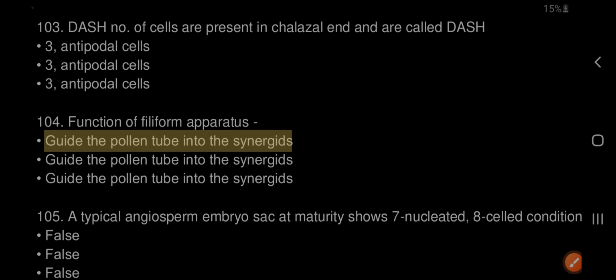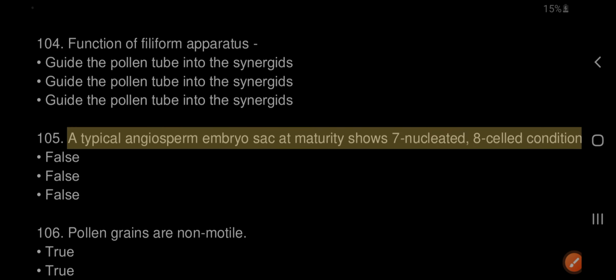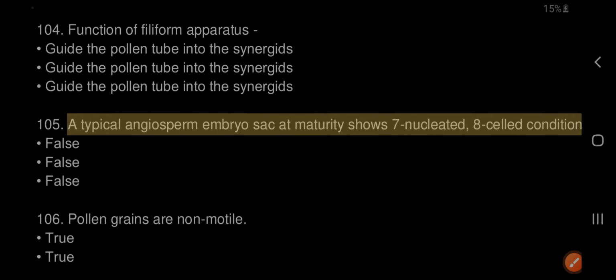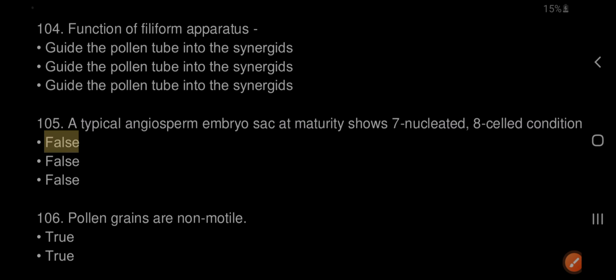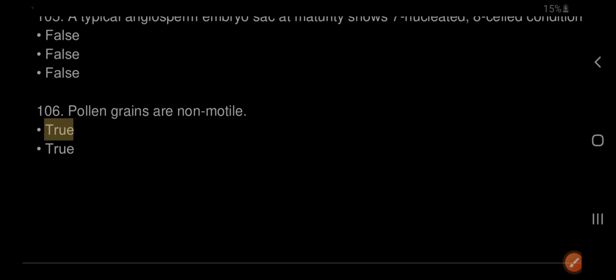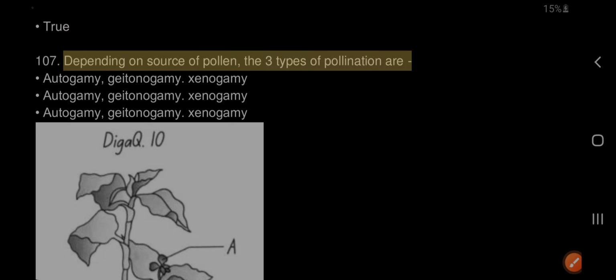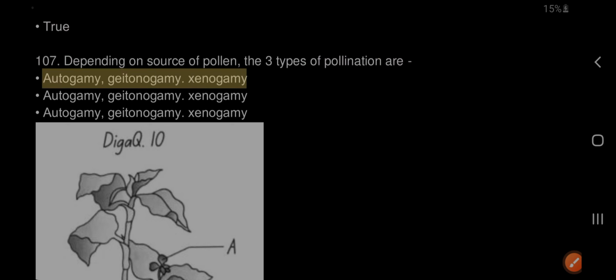105. A typical angiosperm embryo sac at maturity shows 7 nucleated, 8 celled condition. False. 106. Pollen grains are non-motile. True. 107. Depending on source of pollen, the 3 types of pollination are autogamy, geitonogamy, xenogamy.